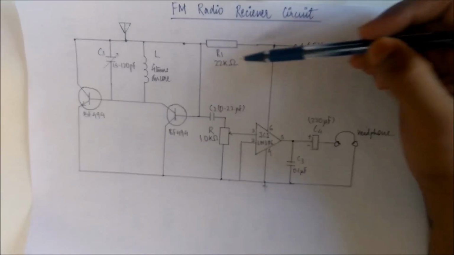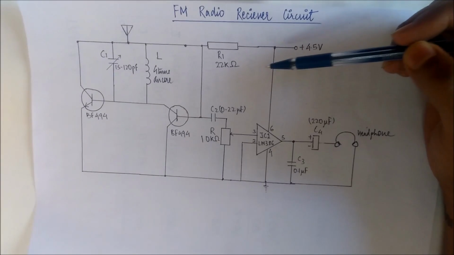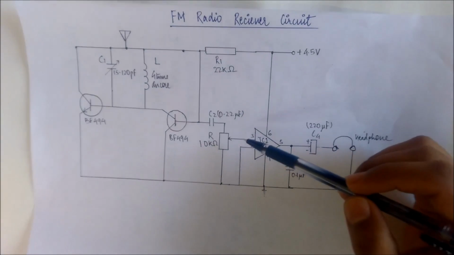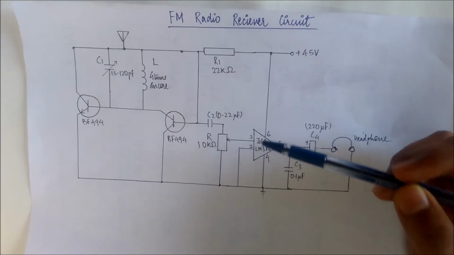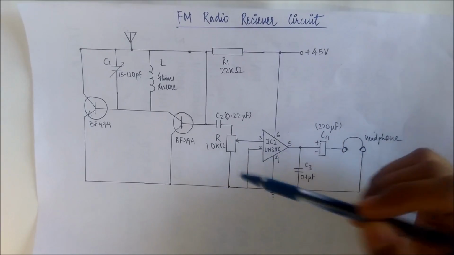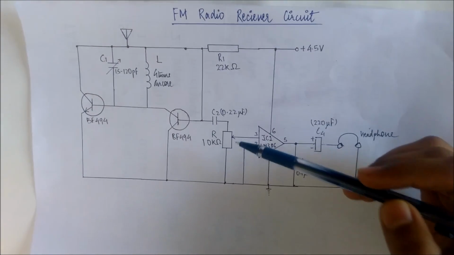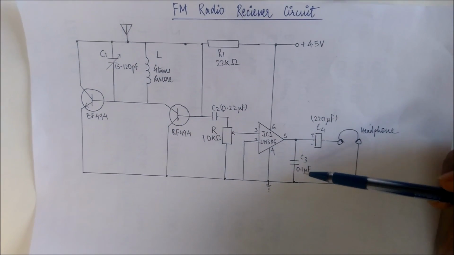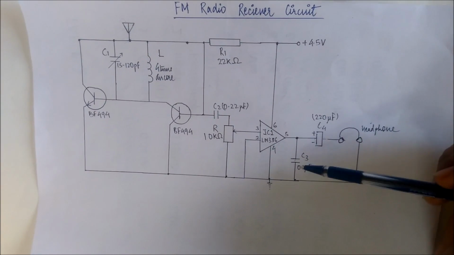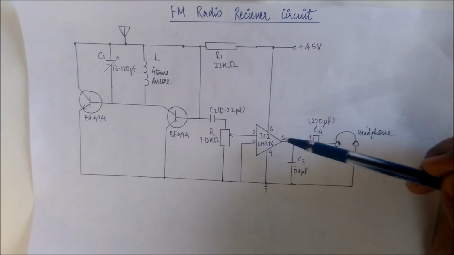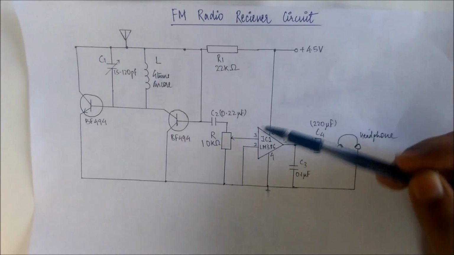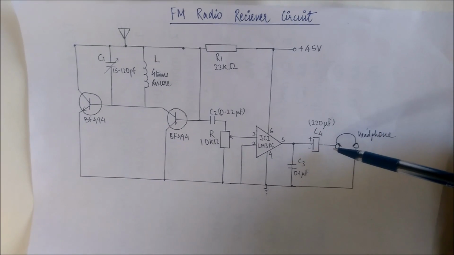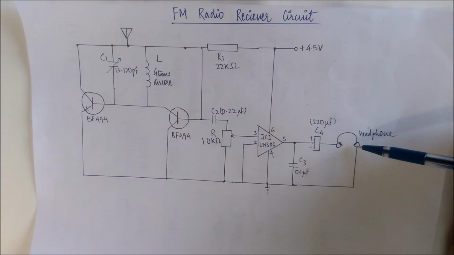Now, R1 is used to control the output amplification factor. As we know, the amplification is a ratio of RF by RI. So these two resistances control the amplification factor. Now, C3 is used to cancel the noise or the disturbances that may have occurred during tuning and other operations. Finally, we get the output through the audio jack and we can hear the output through a headphone.